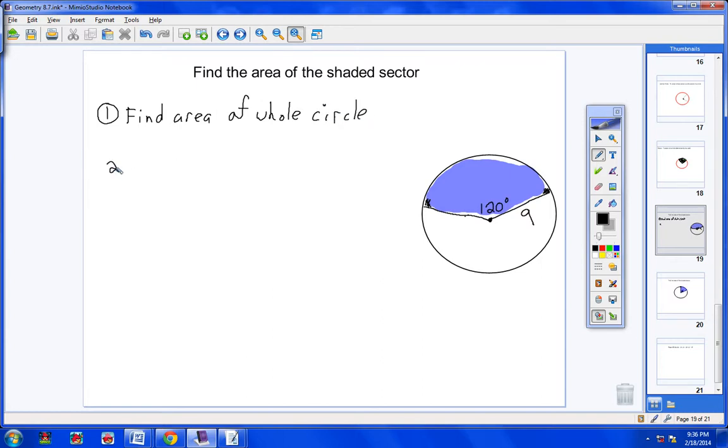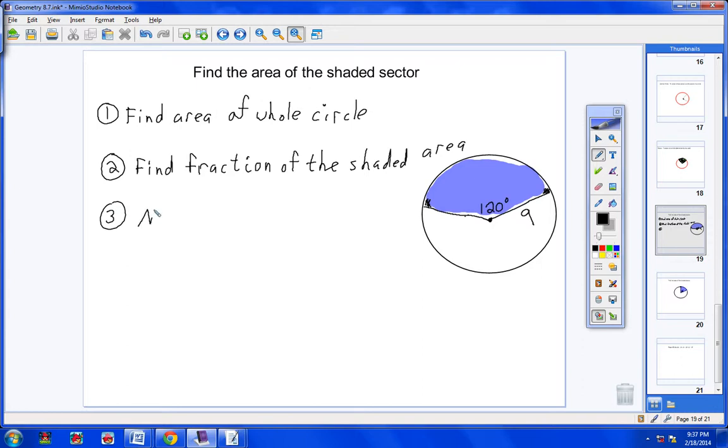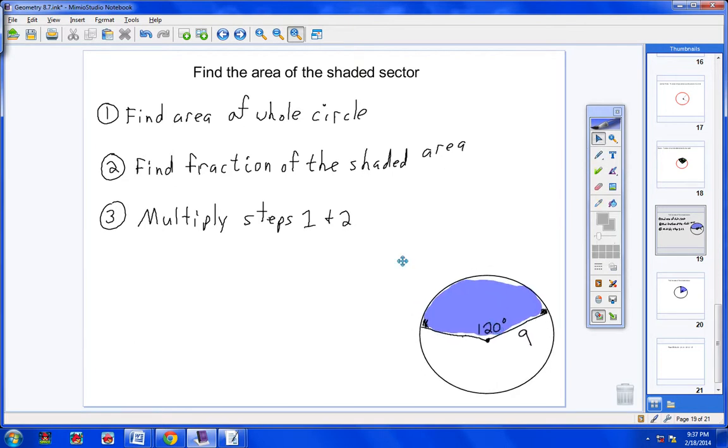The second thing you do, now watch this, is you find the fraction. Now stick with me and listen. I'll explain this later. You find the fraction of the shaded area. And then step 3, you just multiply steps 1 and 2 together. Just multiply them together.